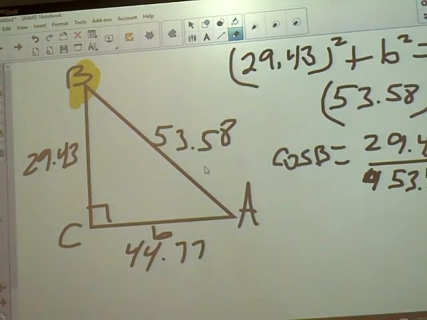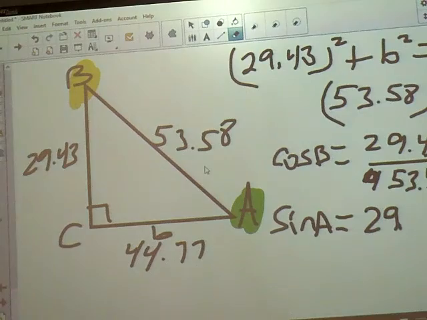I wouldn't use that because what if we messed up again? I can use that to check myself in a minute, but I would go ahead and say, okay, now we need angle A. So let's jump down to angle A and put a big green dot on it. From angle A, 29.43 is opposite. So now I've got opposite and hypotenuse. Which trig function uses opposite and hypotenuse? Sine. So we got the sine of A is equal to opposite over hypotenuse.